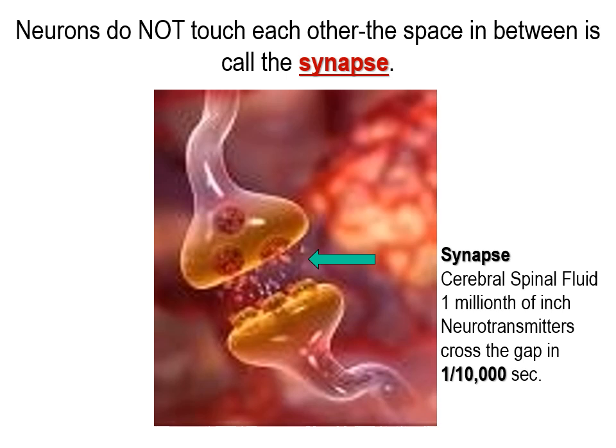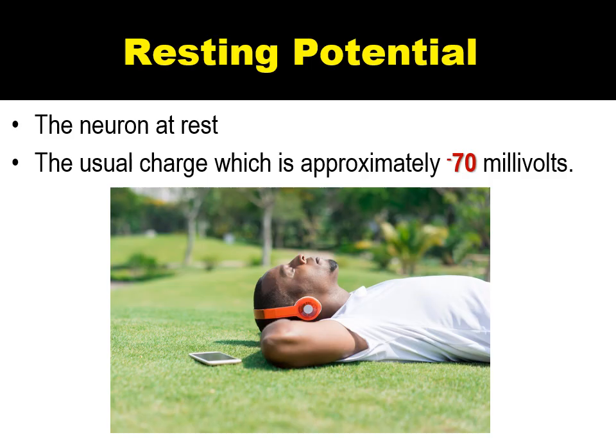So again, neurons do not ever actually touch each other. That space in between is called the synapse. It's 1/1,000,000th of an inch between each, and the neurotransmitters cross the gap in 1/10,000th of a second. That's how fast this is going to be happening. I can't tell it to you in 1/10,000th of a second, but that's how fast this is happening.